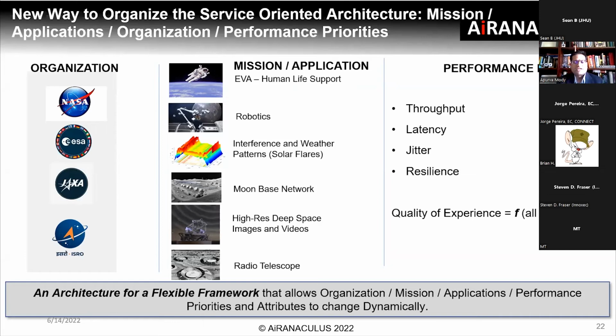For example, extravehicular activity. When an astronaut is doing some sort of spacewalk, you absolutely need to have guaranteed quality of service. If you have a little bit of a miss in terms of heartbeats or any other kind of life support system, you're in big trouble.